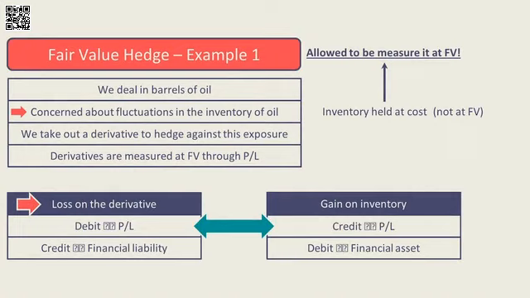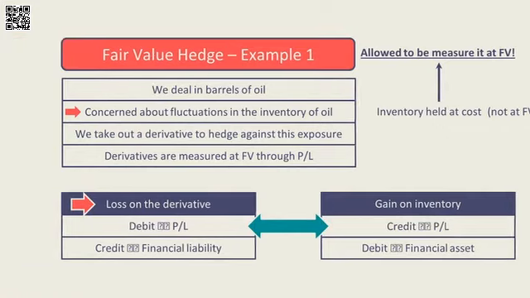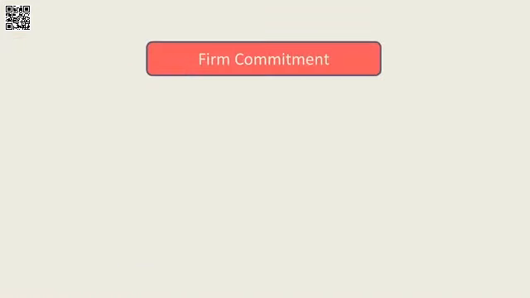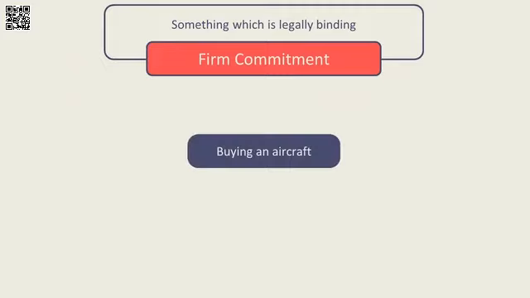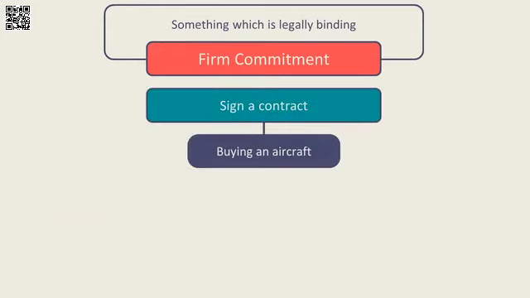Now, as well as fair value hedge accounting applying to items already recognized in the financial statements, you might see the phrase firm commitment. Now, what is a firm commitment? A firm commitment is something which is legally binding. So, for example, if you were going to buy an aircraft in a year's time, you would have to sign a contract to do this, and thus you are now under legal obligation to purchase.